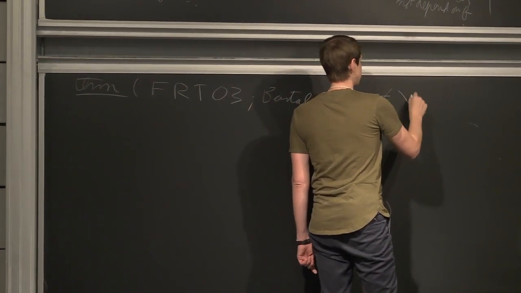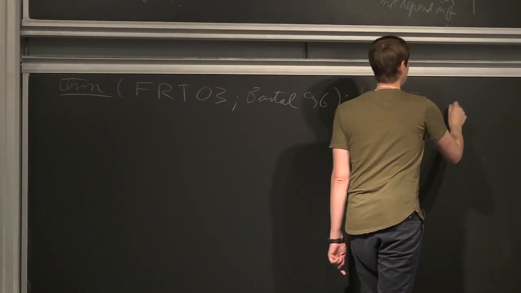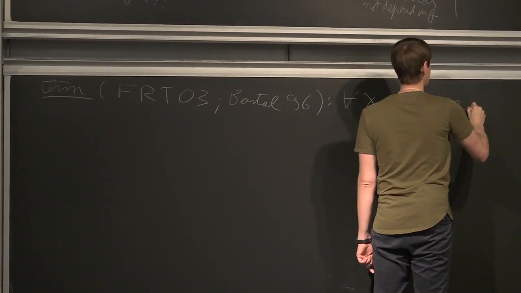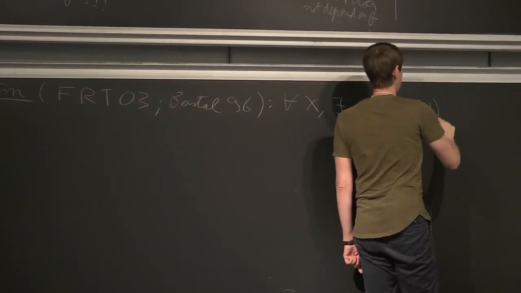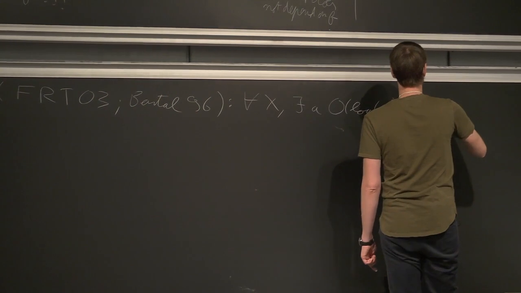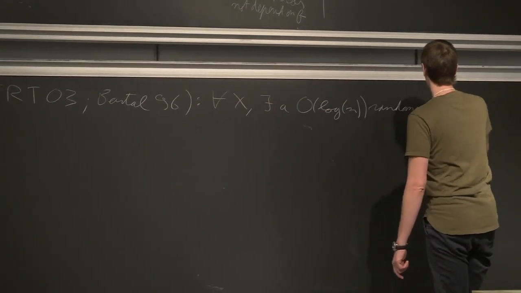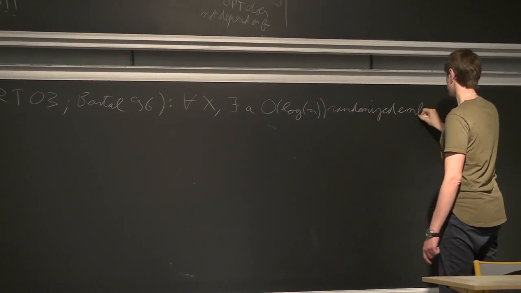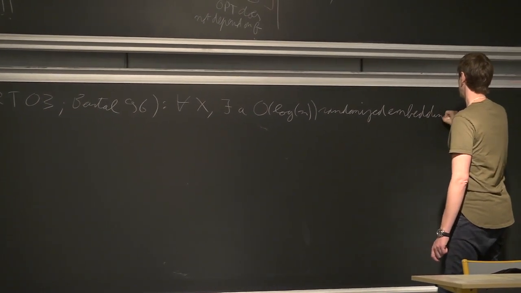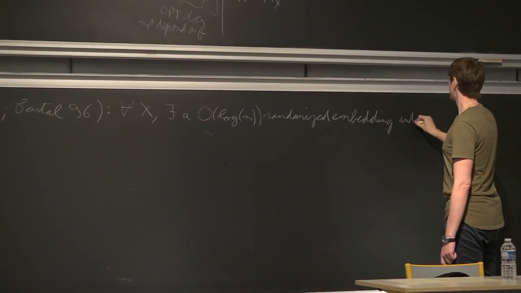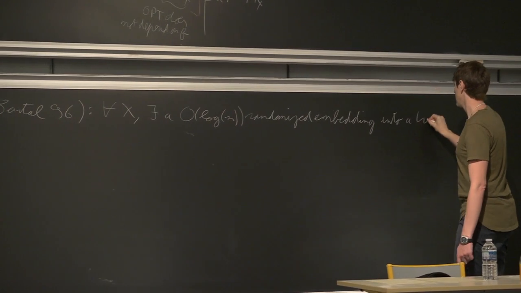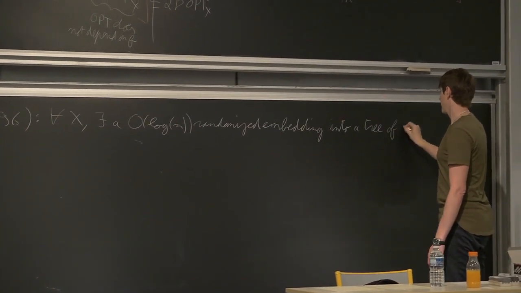For any metric space X with n points, there exists an O of log n randomized embedding into a tree of depth log n.